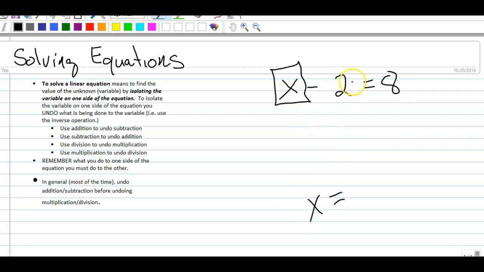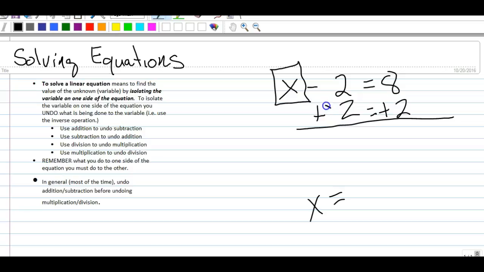So we want to go from this equation, x minus 2 is equal to 8, to x is equal to something. Now, in order to do that, the second question you must ask yourself is, what is being done to your variable? Here, 2 is being subtracted from x. So, to undo subtraction, we're going to use addition. So I've got to add 2 to the left side of the equation. But what I do to one side of the equation, I must do to the other. So I must also add 2 to the right side of the equation.